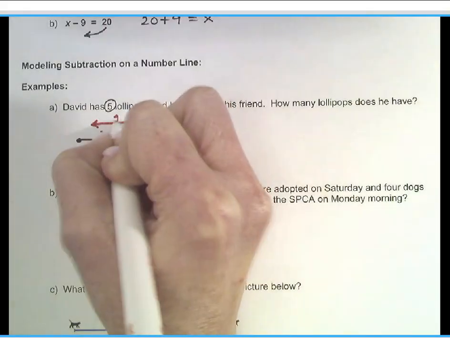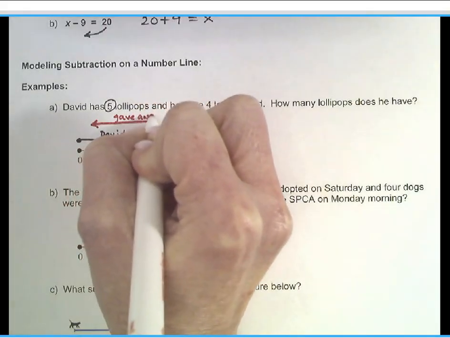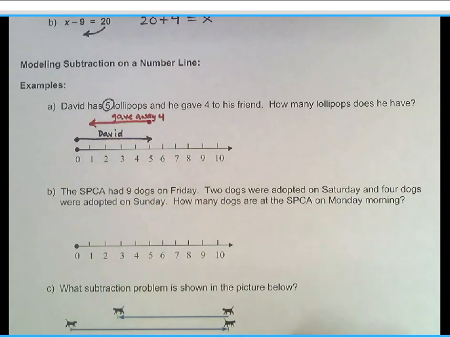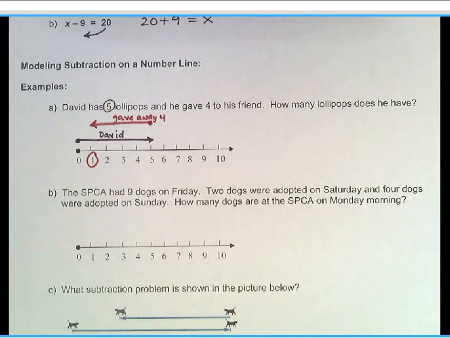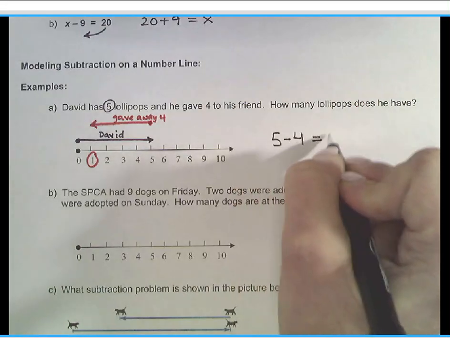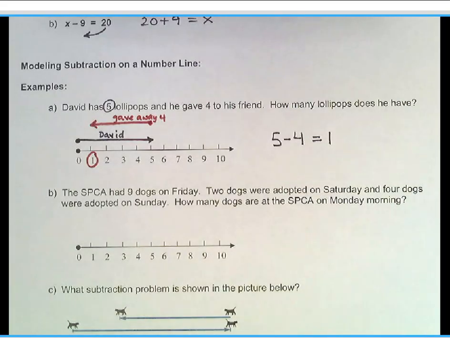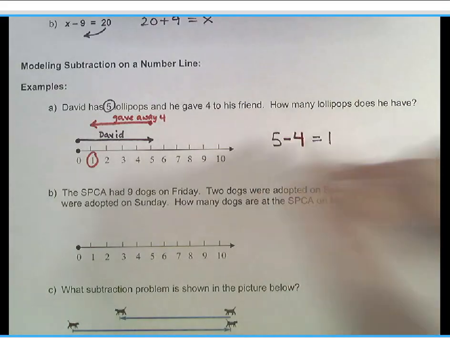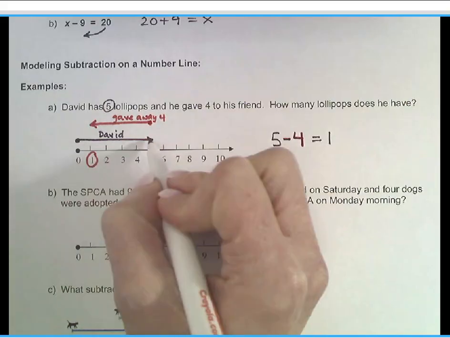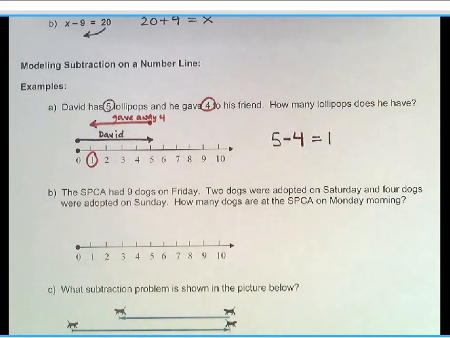So I'm going to say gave away 4. And if you come up to 5 and then you back up 4, you're going to end up here with your answer at 1. And so the problem that is being modeled right here is 5 take away 4 equals 1. That's the problem that we just modeled. So this red part is the minus 4 part. So 5 minus 4 is 1. So that's how you could draw it on a number line, but you kind of have to explain where all the numbers came from. So we did the 5 here in black, and then I did the 4 in red because he gave them away.